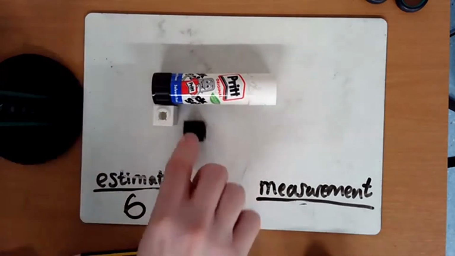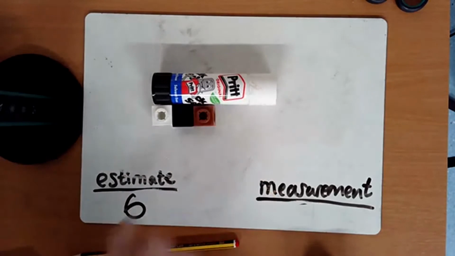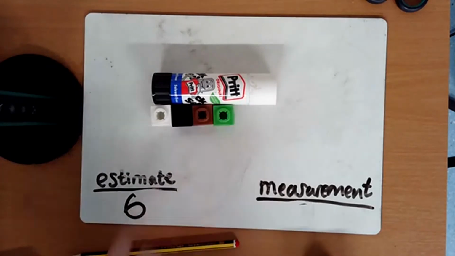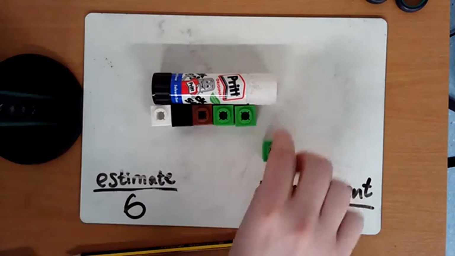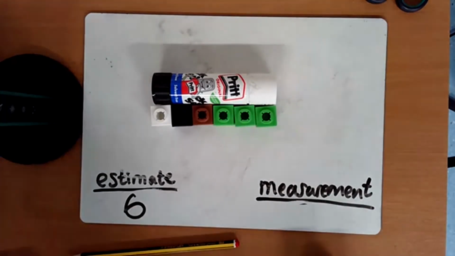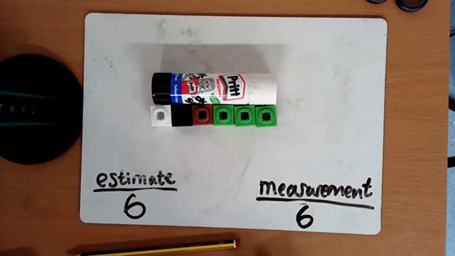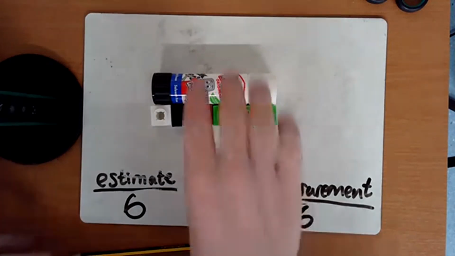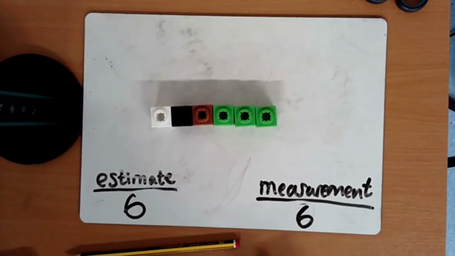Okay, 1, 2, 3, 4, 5. Hey, is that all right? Yeah. So our glue stick was 6 cubes long. So was that a good estimate? So if I said it was 6, yes, it was. It was a good estimate. Okay, let's pop that onto the slides.